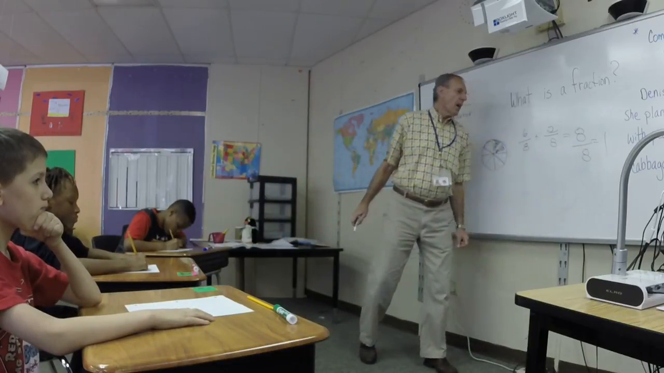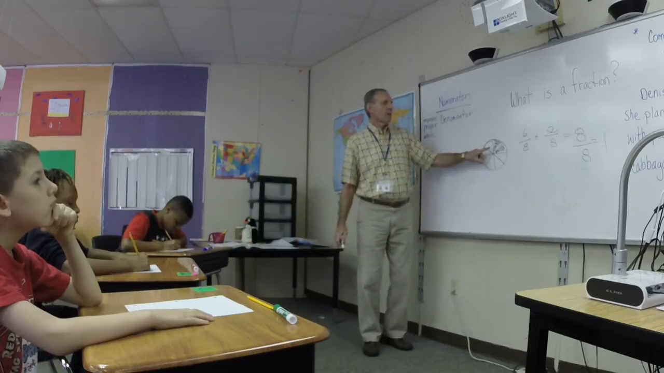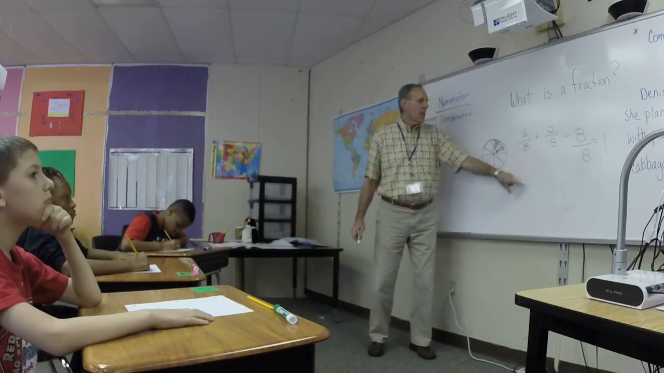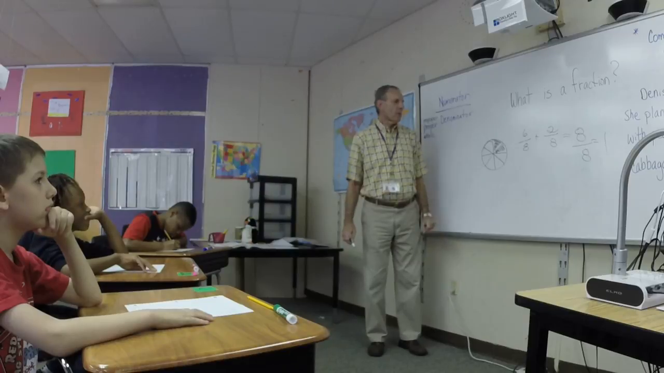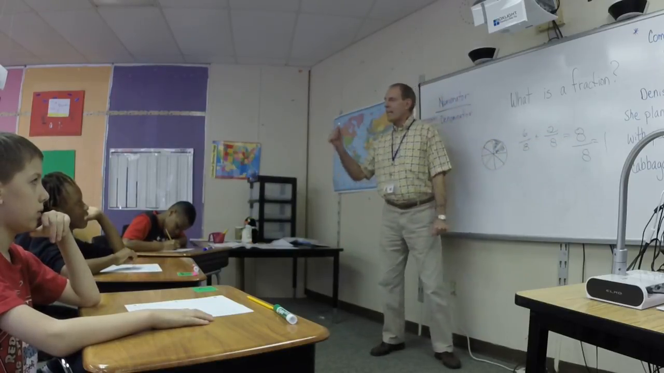So look what we've gone through. We started out with a whole here. We ate 2/8. There was 6/8 left over, and then we put it together and we got what? 8 over 8, and that's a 1.